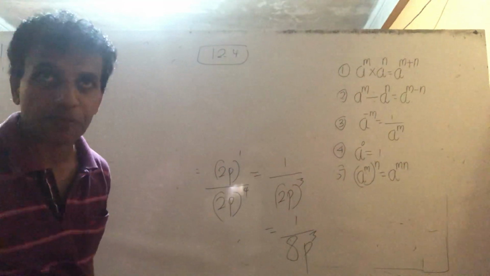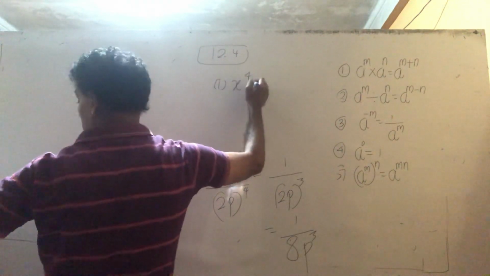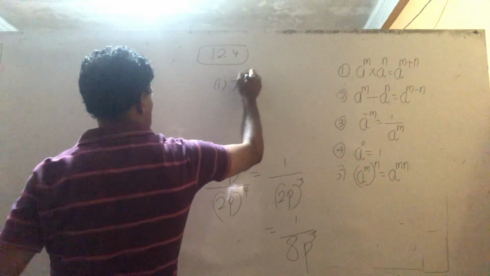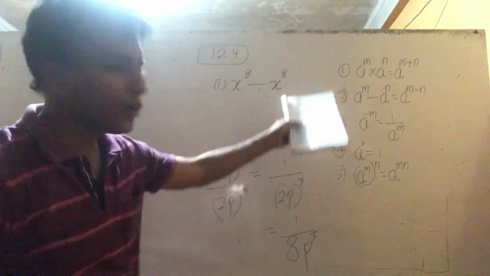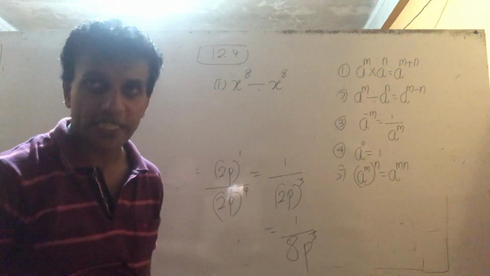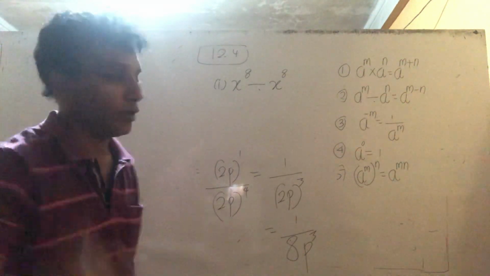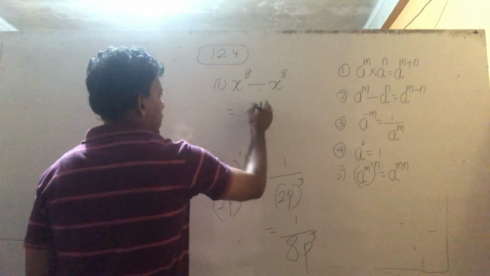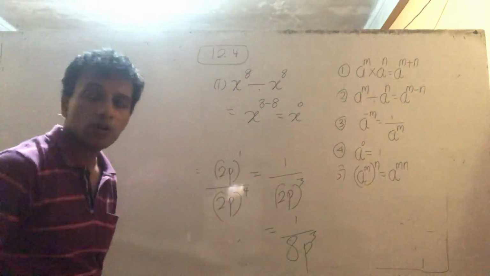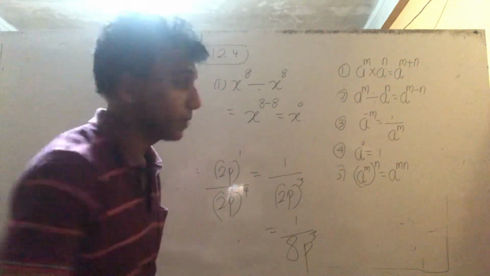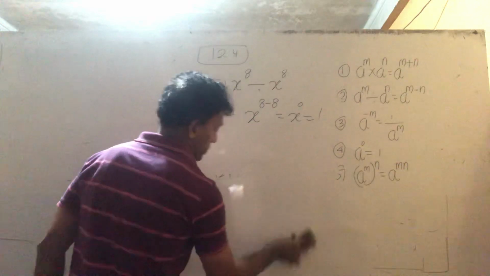Simplify the following expressions. First one, x to the power 8, divided by x to the power 8. So there is the second rule, but this comes under the fourth rule, we'll see. Bases are the same. When you divide, subtract the powers. 8 minus 8 is 0. What is power 0? It is 1. Any power 0 is equal to 1.